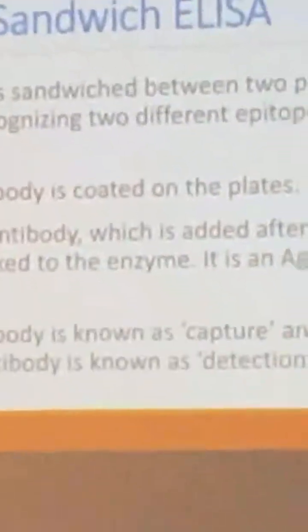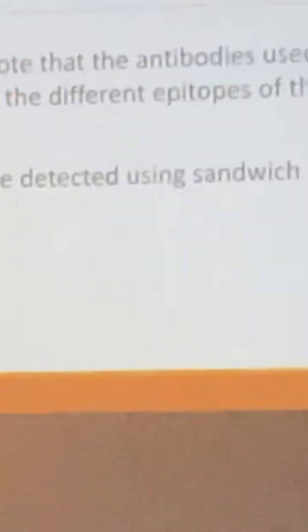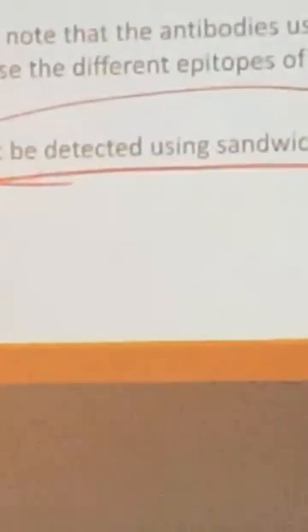Is this clear? So here we don't use the words primary, secondary. So we will use capture antibody. The first antibody is capturing the antigen. The second antibody is known as the detection antibody. So we use the words capture and detection. So that is about sandwich ELISA. Haptens cannot be detected by sandwich ELISA.